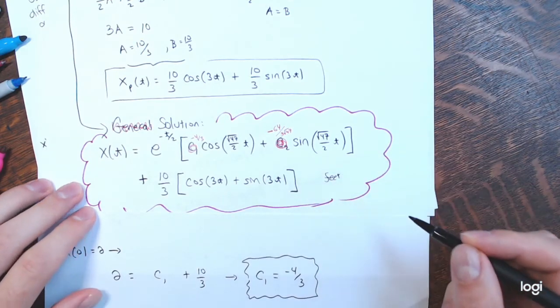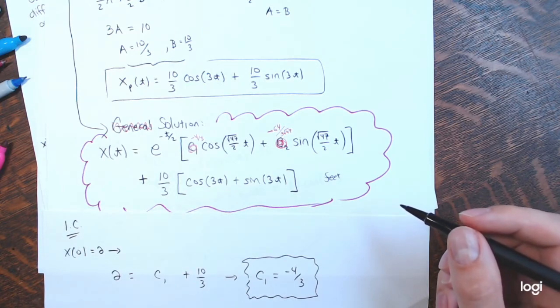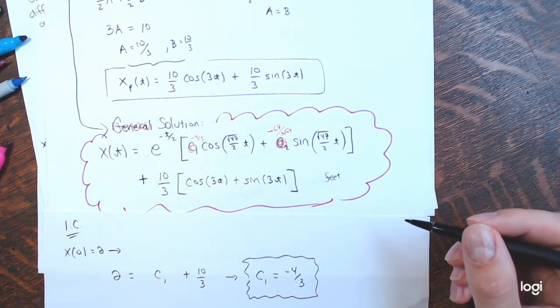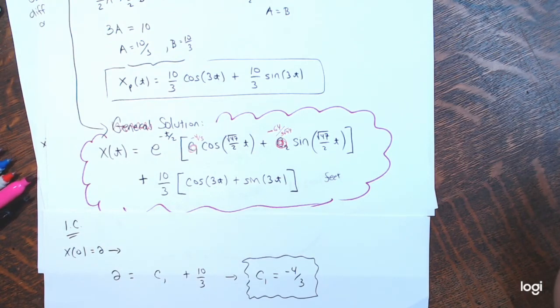And then you could use this to answer any question they wanted, like where will the mass be after 1 second or pi seconds or whatever. You're just plugging in different values for t. So again, a long one there, and most non-homogeneous equations will take a little time to solve, especially with the initial values to find initial conditions to satisfy.